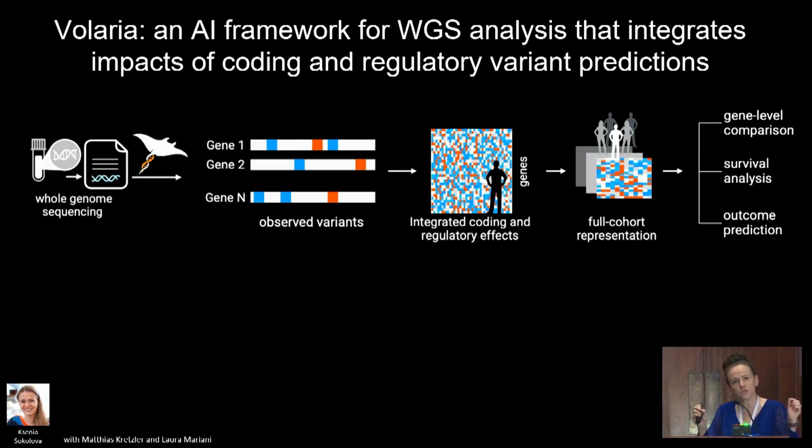But what we really want to do if we do whole genome interpretation is integrate non-coding context with coding. And also, I would really like to be able to go beyond survival and really be able to use these models to predict actual outcomes. Right, so this is where we're getting with Valeria, which is an AI framework for whole genome sequencing analysis that integrates impacts of coding and regulatory variants.